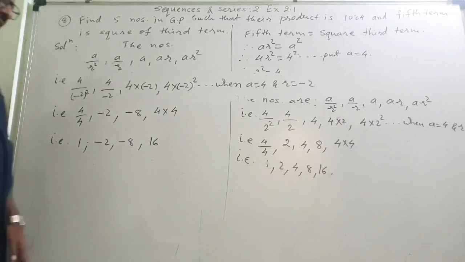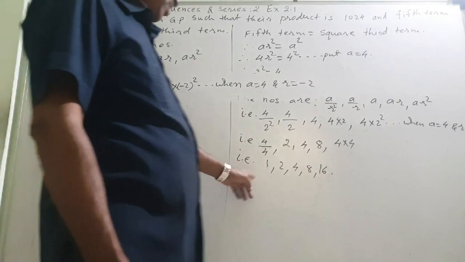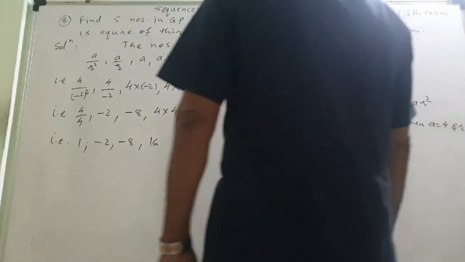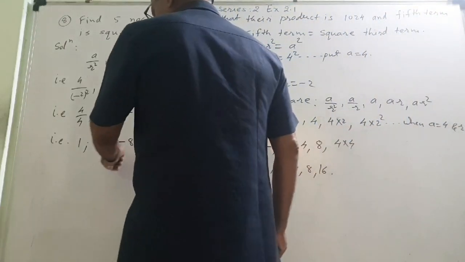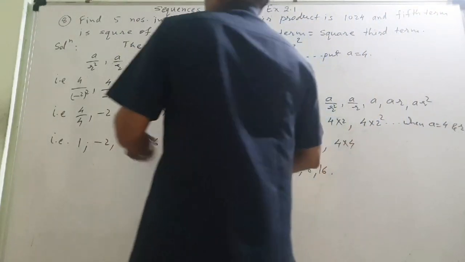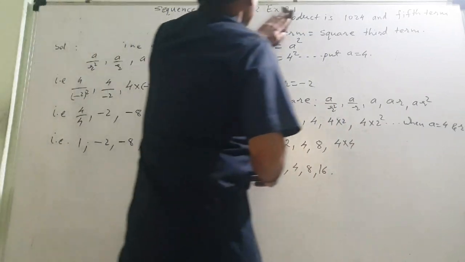So what is the answer? The numbers are 1, 2, 4, 8, 16 or 1, minus 2, minus 8, 16. This is your answer for question number 8.